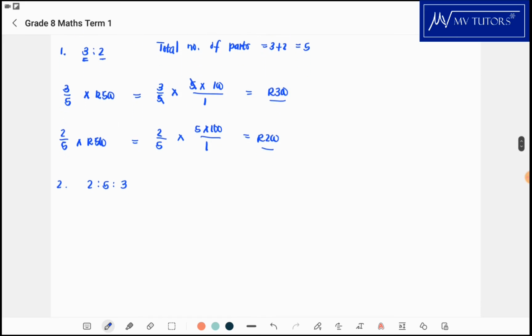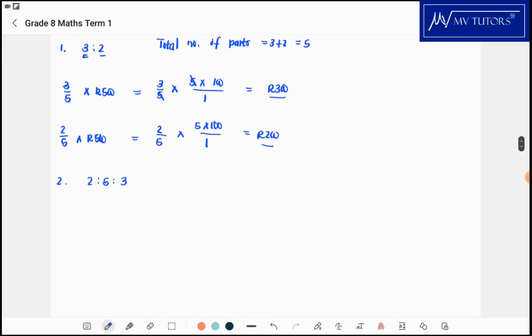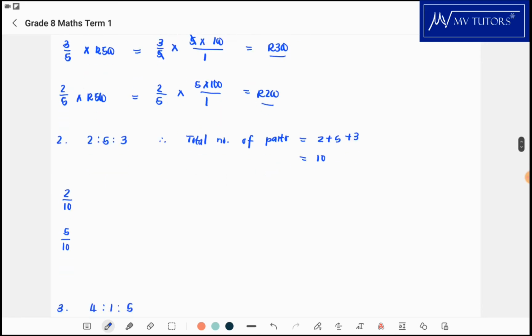Now how about 2, 5, and 3? So we need to get the total number of parts. Therefore the total number of parts is 2 plus 5 plus 3. How many parts is that? That is 10 parts. Alright, so now we have 2 parts out of 10, we have 5 parts out of 10, and then we have 3 parts out of 10.